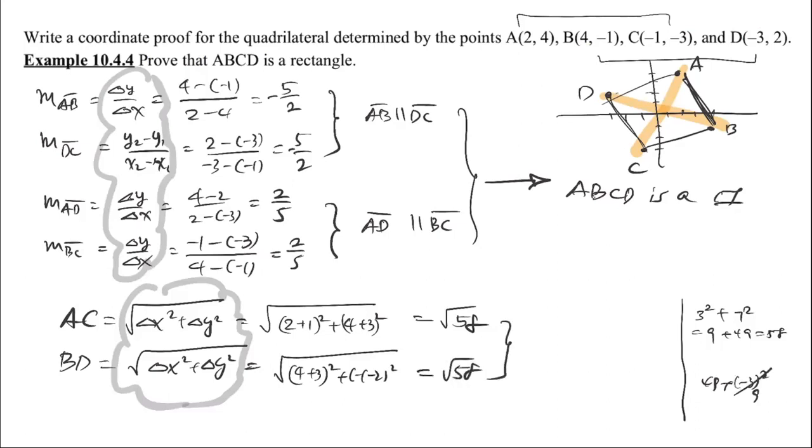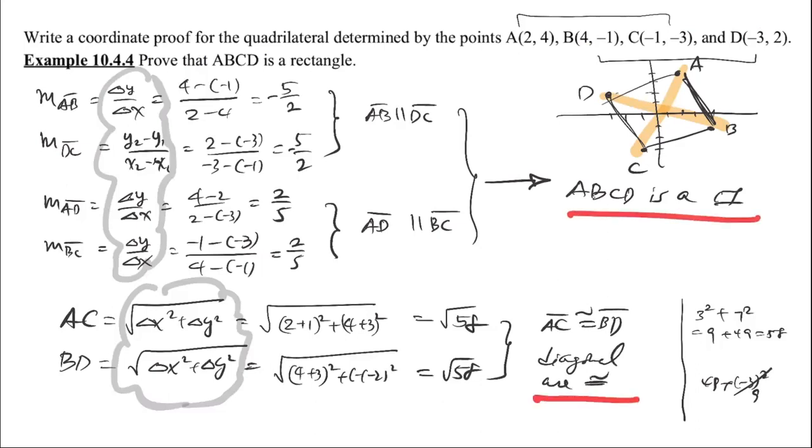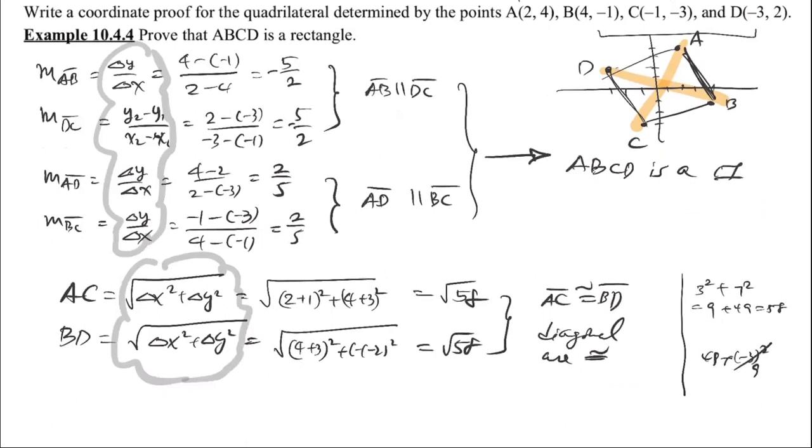So we know that AC is equal to BD, right? Or they're congruent. Either way is okay with me. So we know that the diagonals are congruent. So if it's a parallelogram whose diagonals are congruent, we could therefore say ABCD is a rectangle. There you go.